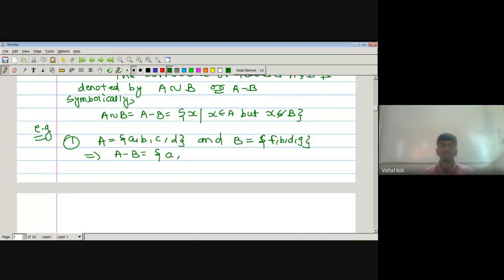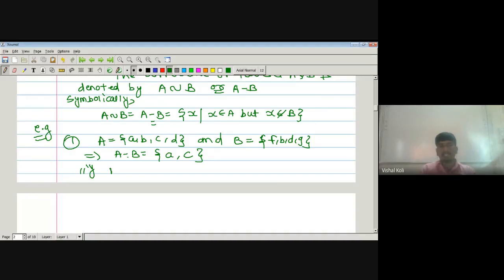Now b is an element which is present in A, but b is also present in B, then b is not a member of A minus B, since A minus B contains only those elements which are belonging to A but they are not belonging to B. Now c is an element which is belonging to A but which is not a member of B, which implies c is belonging to A minus B. But d is an element which is belonging to both the sets A and B, therefore it is not an element of A minus B. Okay, so A minus B is nothing but {a, c}.